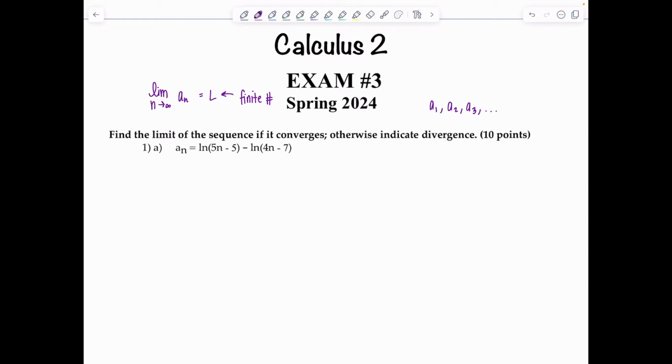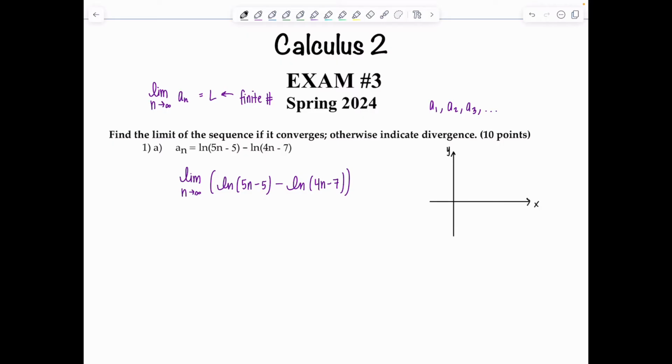Okay, so here we go. Let me look at this first one. I'm going to take the limit as n goes to infinity of a_n, which is natural log of (5n minus 5) minus natural log of (4n minus 7). Okay, right off the bat, do you remember the graph of natural log of x? Yes, I hope so. If not, let me help you remember.